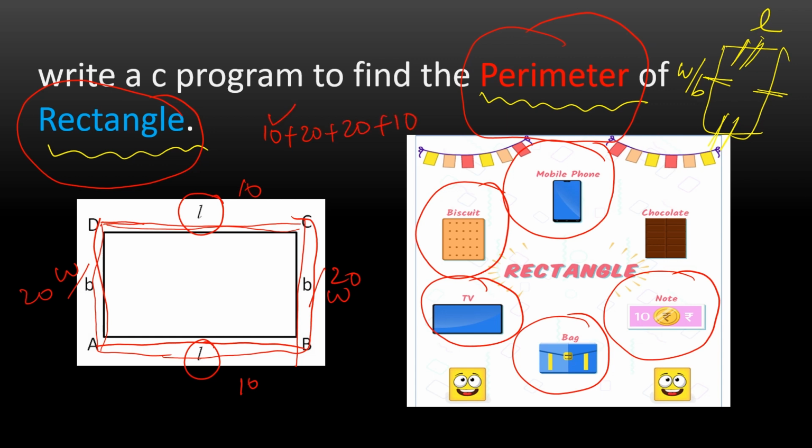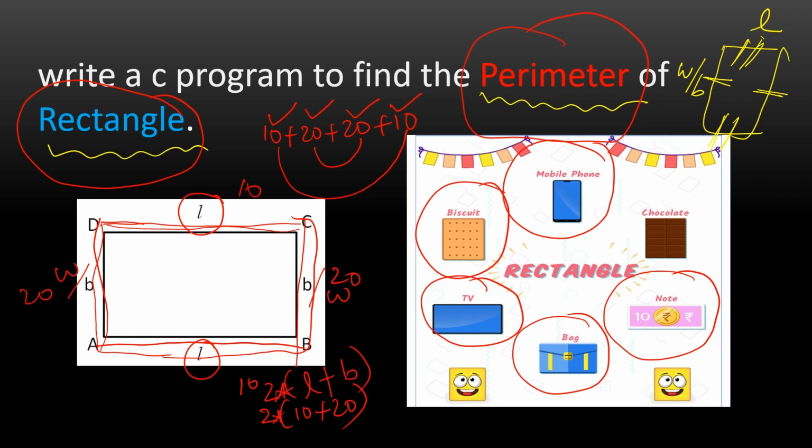What we are doing? Length 2 times, breadth 2 times. In every case these both are same, right? So 2 times of 10 plus 20. By this way we will calculate the perimeter. Now we substitute in terms of variables. Now 2 times of length plus breadth. Here multiplication, right? So multiplication.